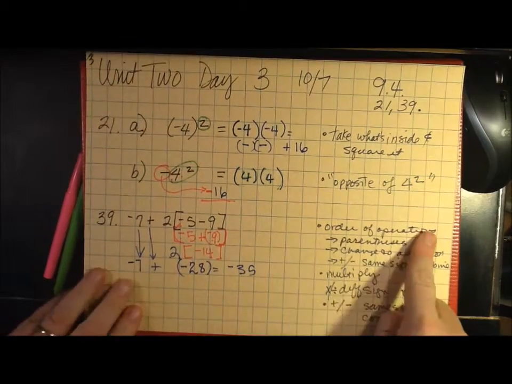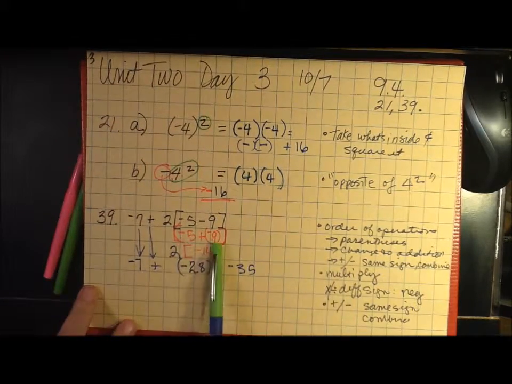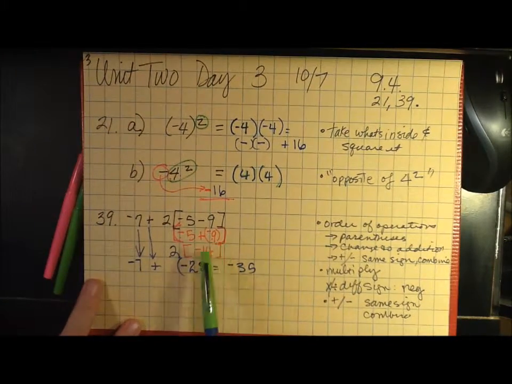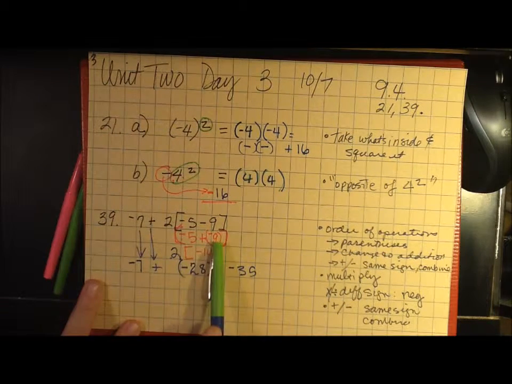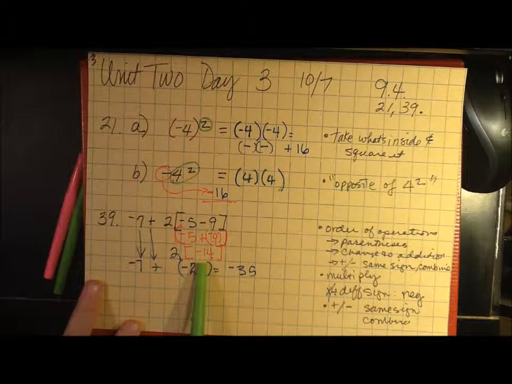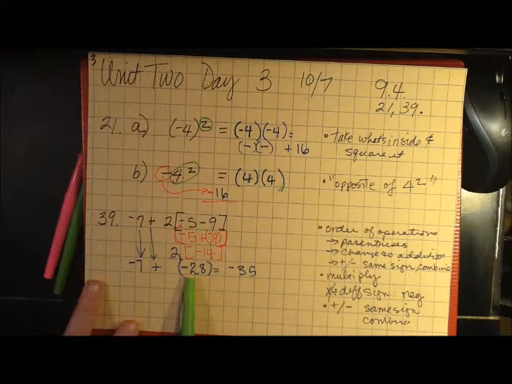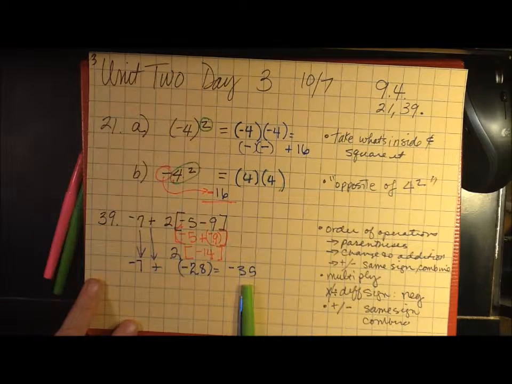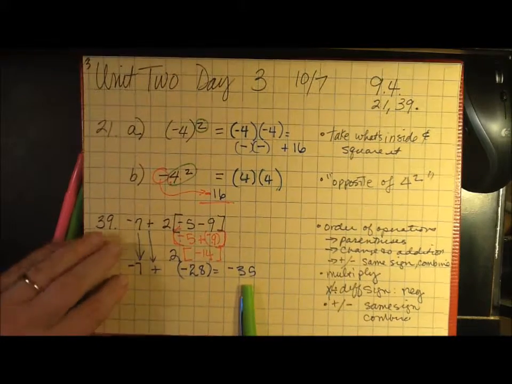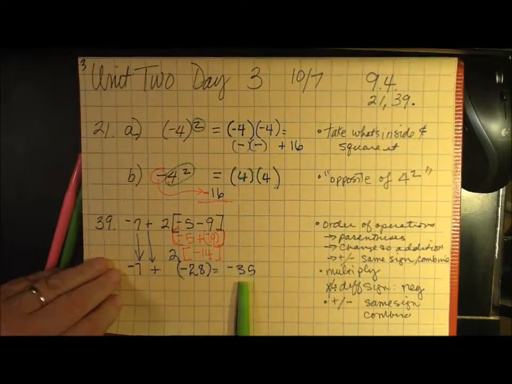Again, we did order of operations, so we had to handle what was inside the parentheses. We needed to turn it into an addition problem, which made it plus -9. -5 plus -9 is -14. Positive 2 times -14 is -28. If I combine that with another negative number, I'll get a negative number as my answer. 7 plus 28 is 35, so my answer is -35.